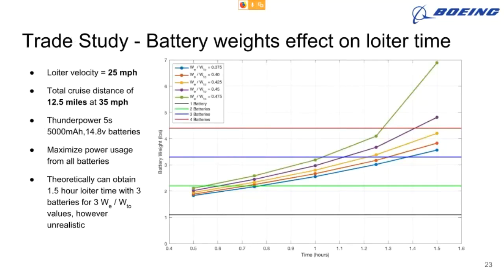So if we have 3 batteries, then we can get a flight time of up to 1.5 hours if our empty weight to takeoff weight ratio is up to 0.45. So we have margin: if we don't design our structure efficiently enough, there is some leeway there.